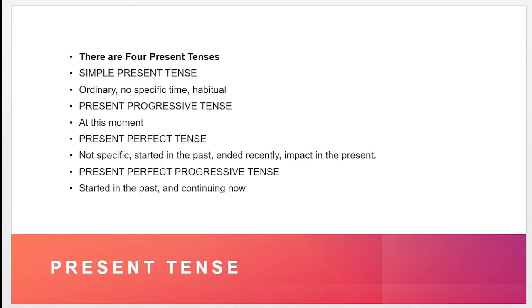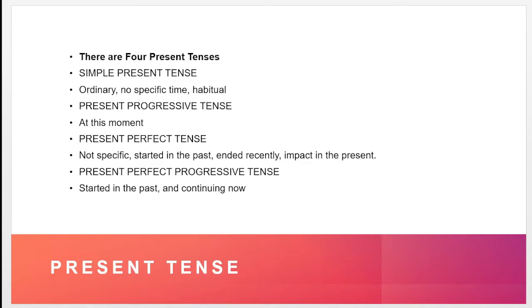Now let us look at the very first tense, the present tense. Now the present tense also has four kinds: the simple present tense, the present progressive tense, the present perfect tense, the present perfect progressive tense. As I said earlier, the simple tense specifies no time. It is usually used for habitual actions.